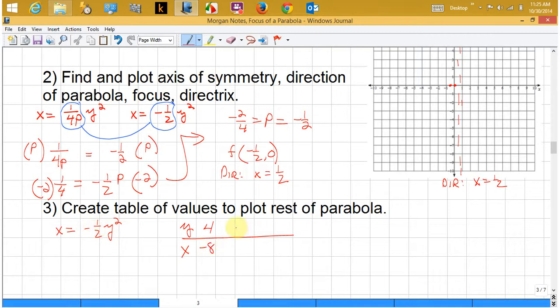Let's pick y equal to a negative 4. So if I pick y equal to a negative 4, I get a negative 4 squared. That would be 16. 16 times a negative 1/2 is a negative 8. So I have 2 points.